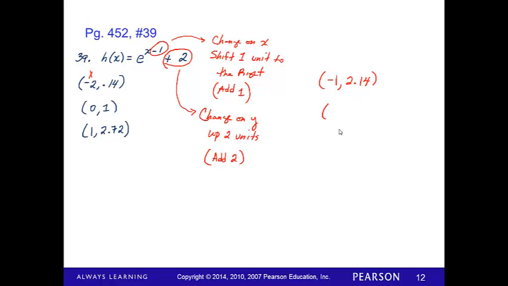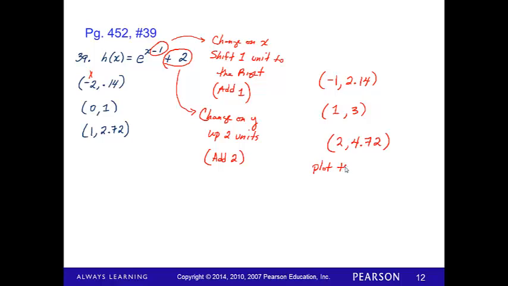Let's move on down to the next point. 0, 1 will become 1, comma 3. Make sure you're verifying that I'm correct. I do make mistakes. And the last point will become 2, comma 4.72. After you have your 3 points, you will plot them.